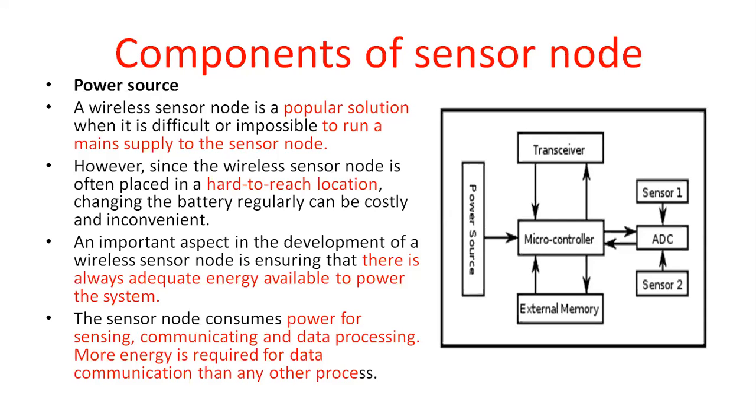Here, that is a sensor node. What are the tasks of a sensor node? The sensor node always takes power for sensing. Sensing, as I already explained, means taking the external physical parameters from the environment. The physical parameters may be temperature, humidity, pressure, like that. Then communicating and data processing. More energy is required for data communication than any other process. For communicating data from one device to another device, it requires more processing. That is the main reason you are using the power.